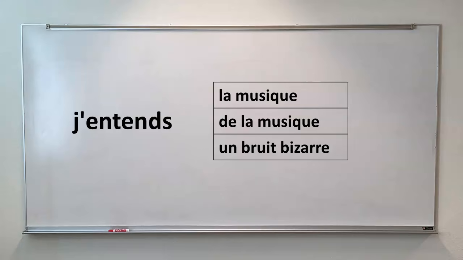j'entends de la musique. I hear some music. So now imagine you hear your friend and your friend is talking. So you could say, I hear my friend. J'entends mon ami. J'entends mon ami. Imagine that you hear an airplane fly over. You could say, j'entends un avion. If you know the word for bird, oiseau, you could say, I hear a bird. J'entends un oiseau.